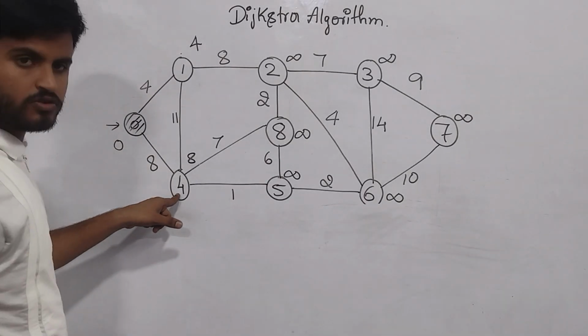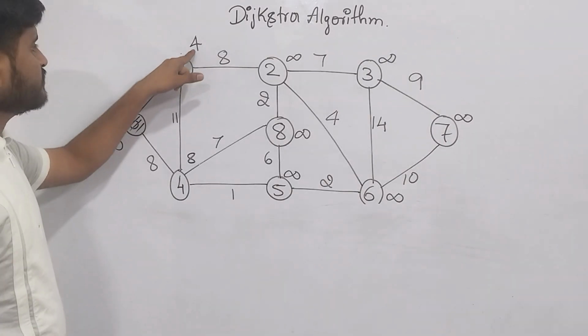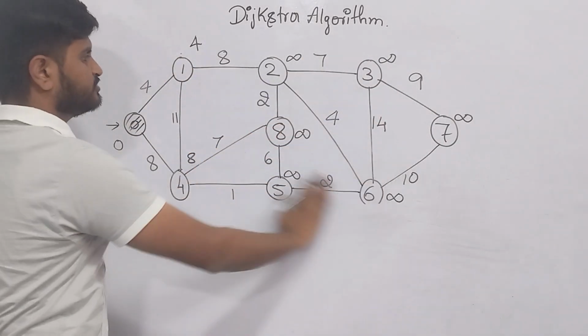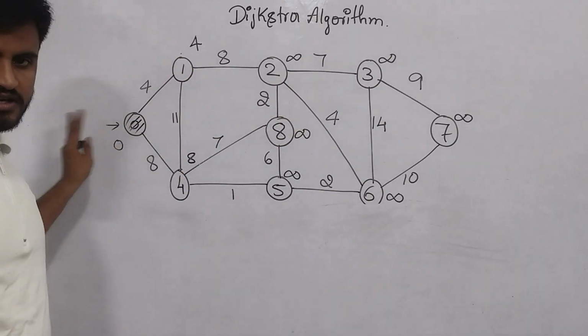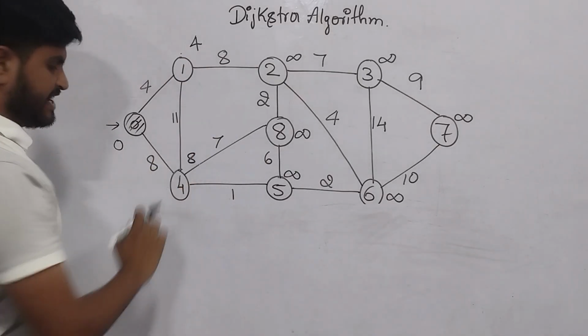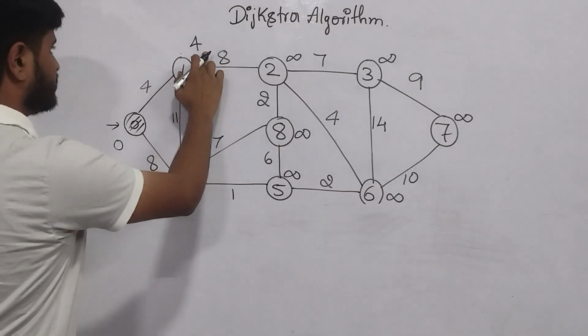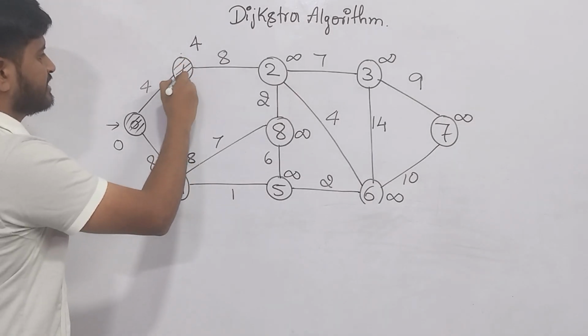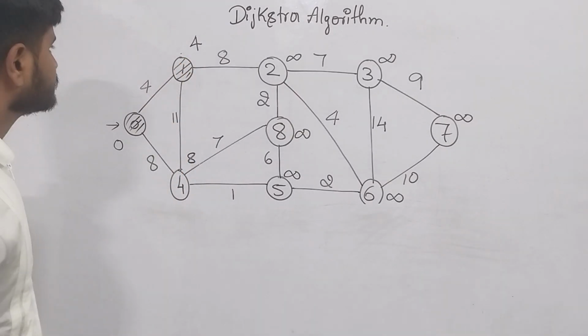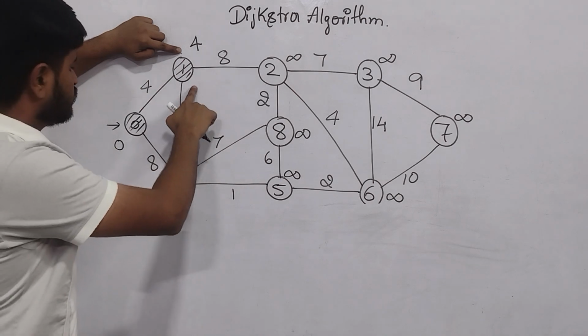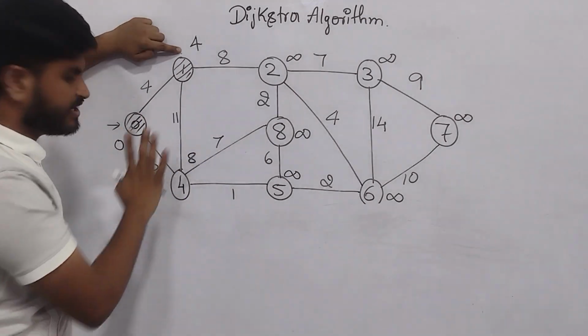Now you got the 4th node value as 8 and the first node value as 4, and all other nodes you don't know. The 0th node is already traversed. So among 4 and 8, which is the smallest value? 4 is the smallest value. So I will start traversing from the first node. From the first node, you can go to 0. So 0 is already over.